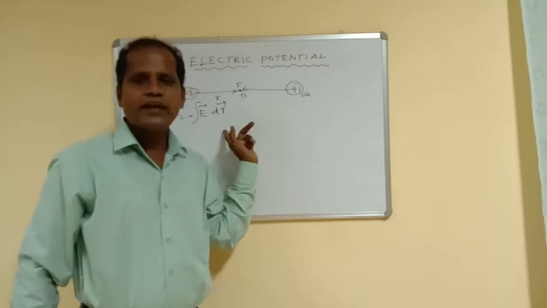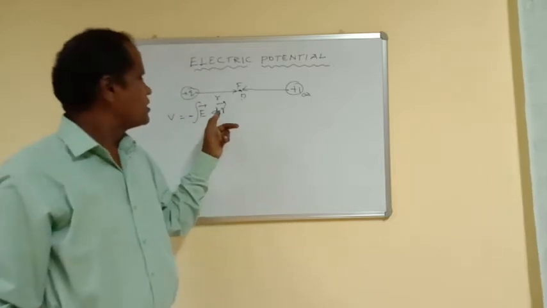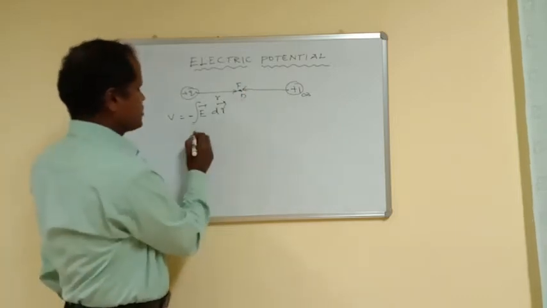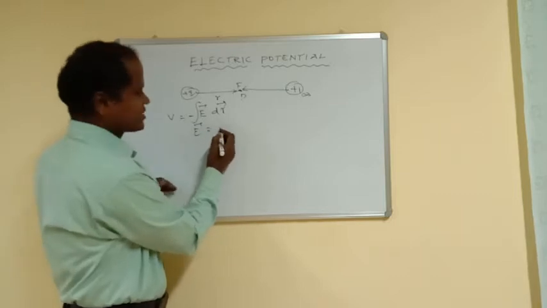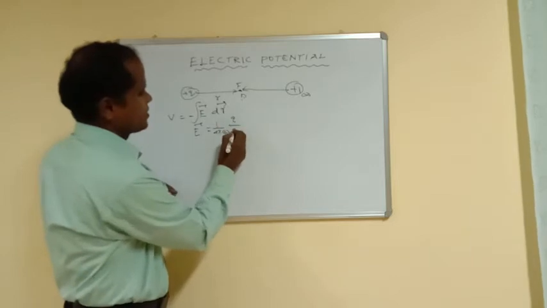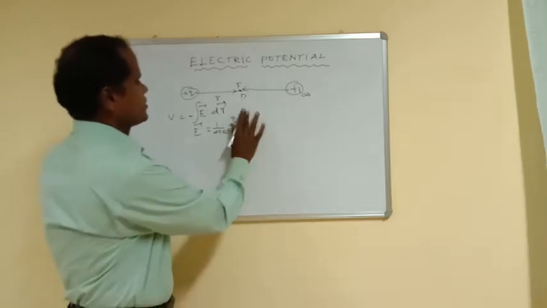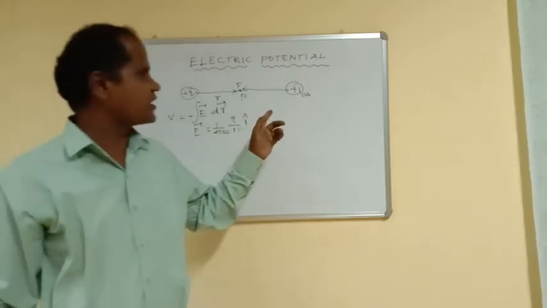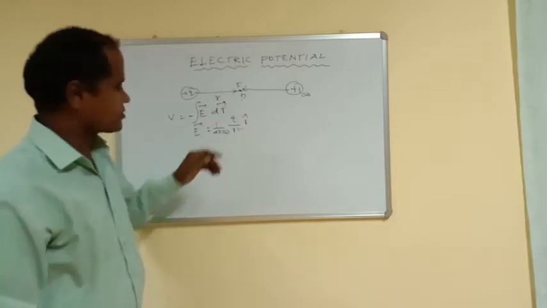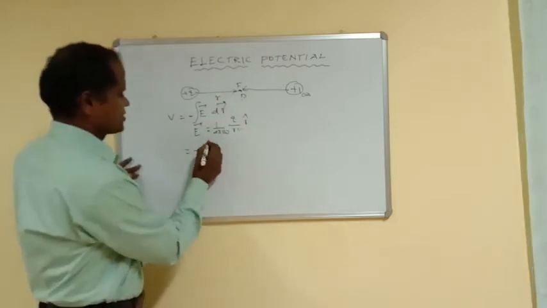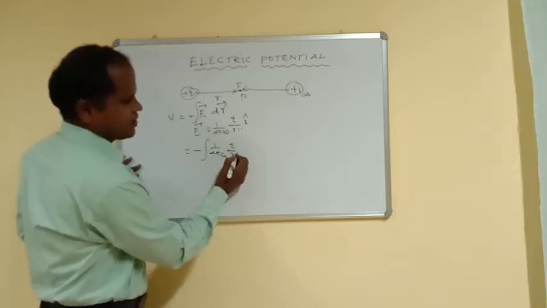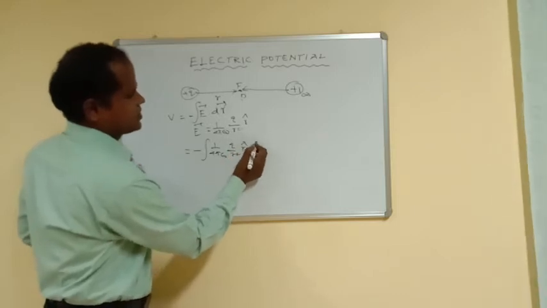E refers to the electric field due to the point charge. dr is the displacement vector. But you know the value of E. What is the E value? E vector is equal to 1 by 4 pi epsilon 0 q by r square r cap. r cap is the unit vector acting in the direction of the electric field. Now substitute this in the equation. We get minus 1 by 4 pi epsilon 0 q by r square r cap dot dr vector.